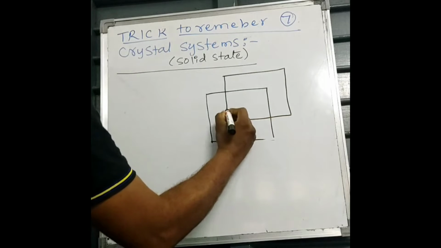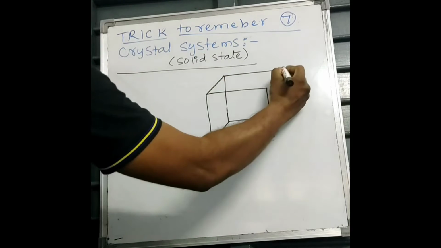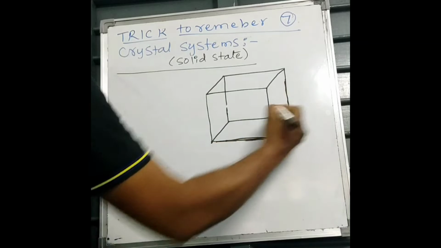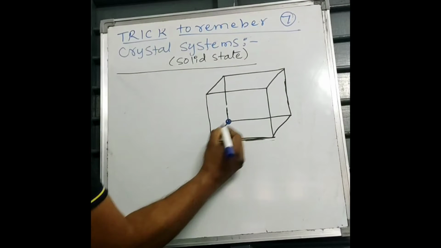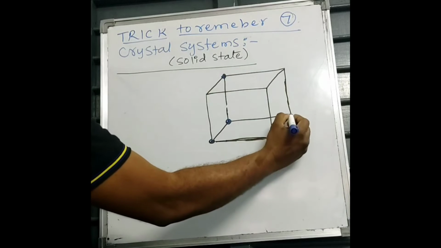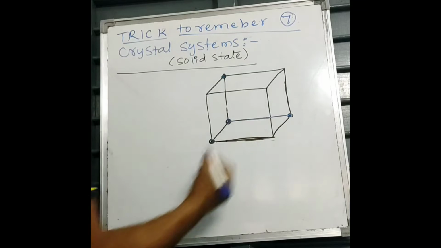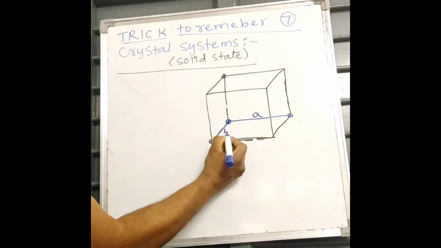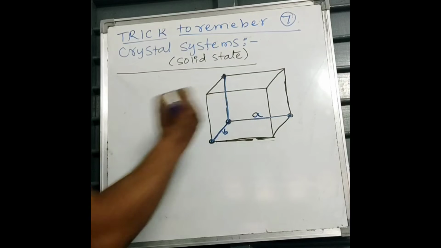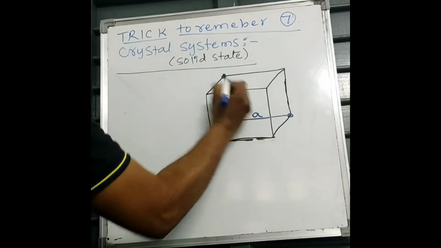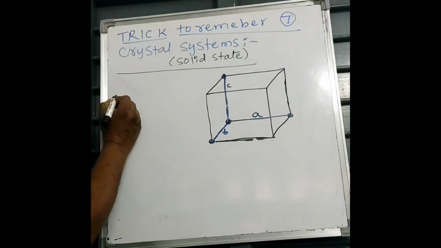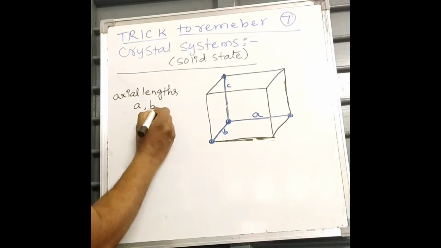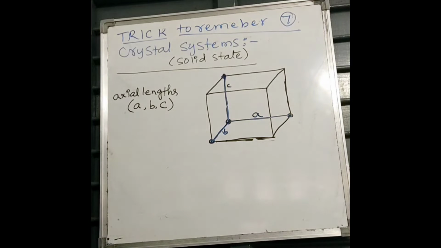Generally, when you analyze a cubic system, these are the atoms. Say for example, this length between these two atoms is A, axial length A. Say for example it is B, and the distance between these two atoms is say C. What are A, B, C? A, B, C are axial lengths for this cubic system.